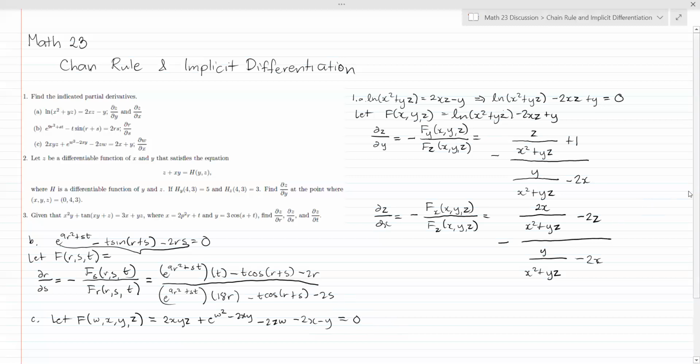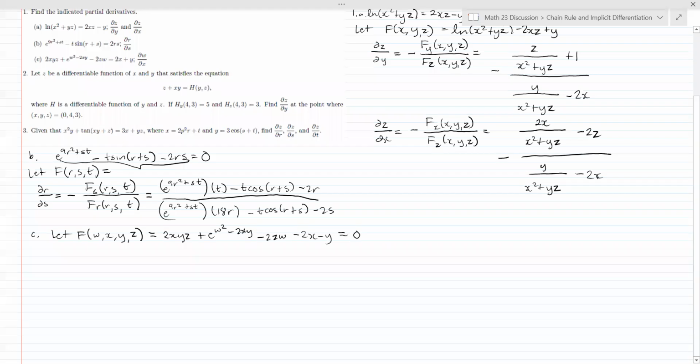Okay? So pwede na natin i-apply yung formula. So we have formula. Ano yung hanap natin? Partial ng w with respect to x.